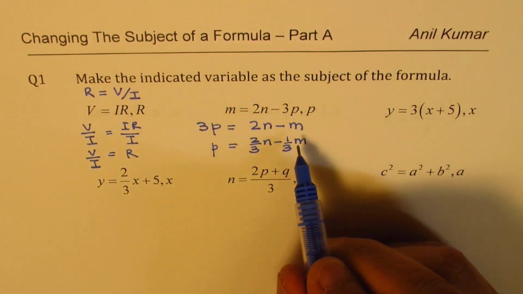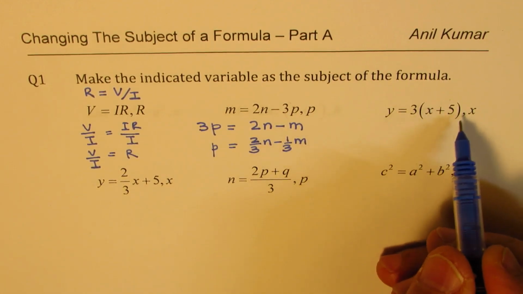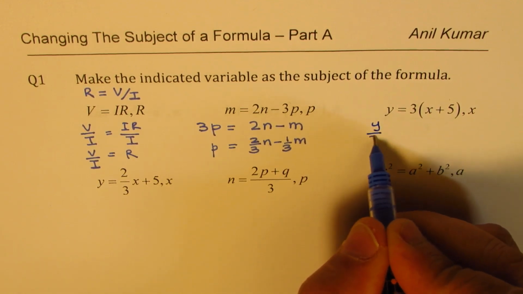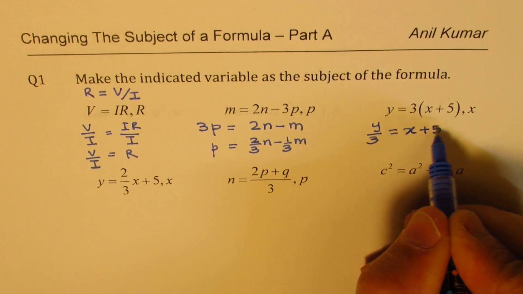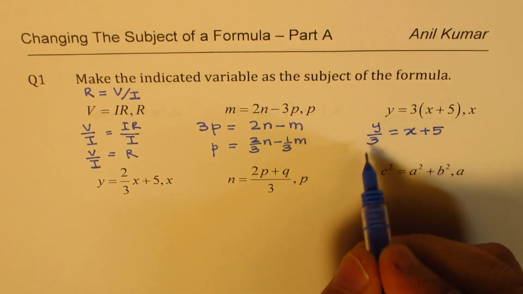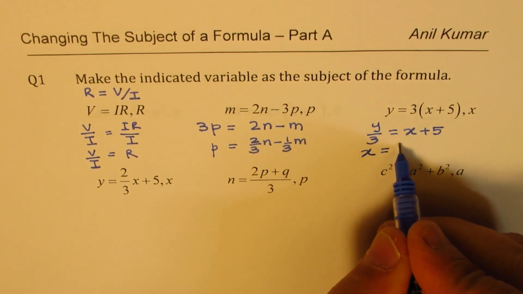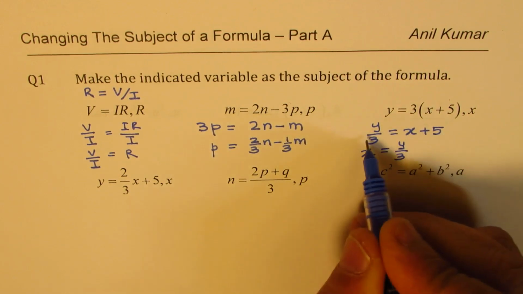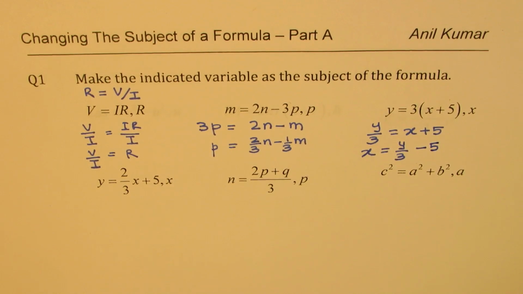Next is very similar to what we just now did. Here we have a bracket. So first we'll have to divide by 3. So we get y over 3 equals x plus 5. And now we can write what x is, which is y over 3 minus 5. We could write this x on the left side directly also, right? So we could write this as this. Taking 5 to the other side makes it minus 5. Does it make sense to you?